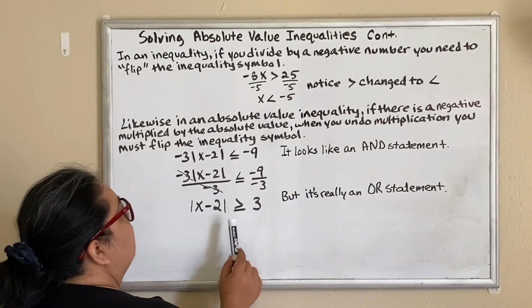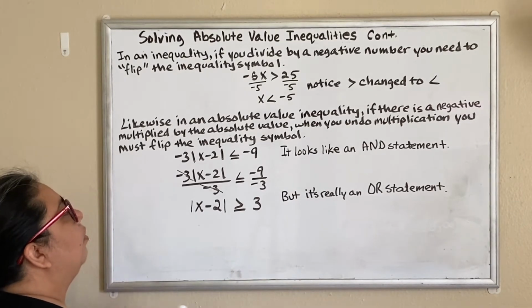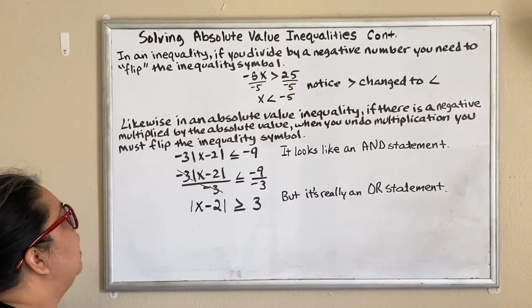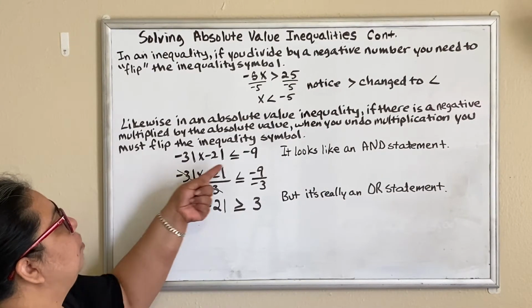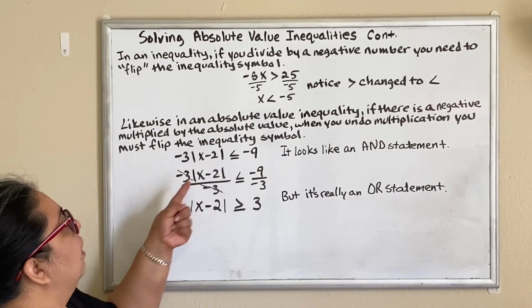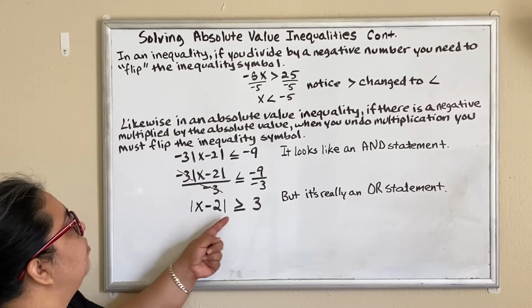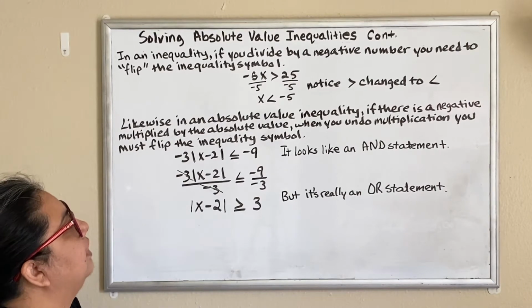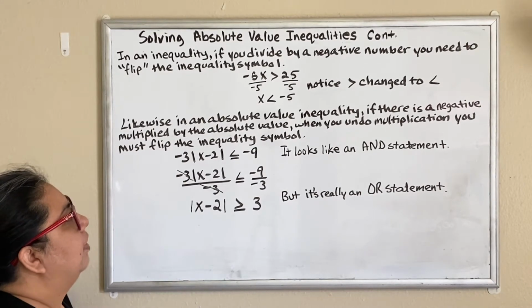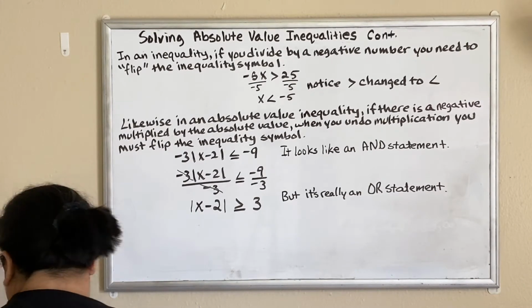So you have to be careful. Do you have an "and" statement or do you have an "or" statement? If you don't have a negative being multiplied, you don't have to flip your inequality. But if you do have a negative, then you need to make sure you flip your inequality. Be very careful with that. So let's move on to our examples.